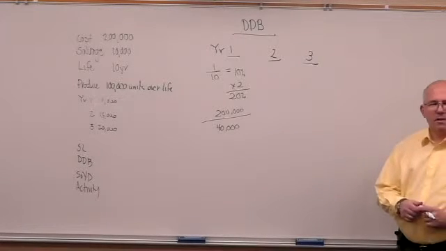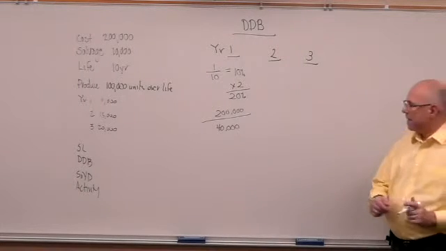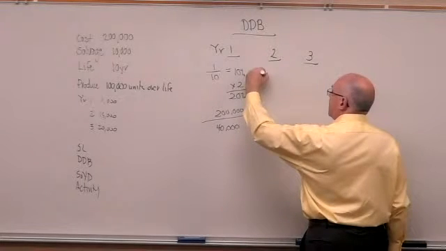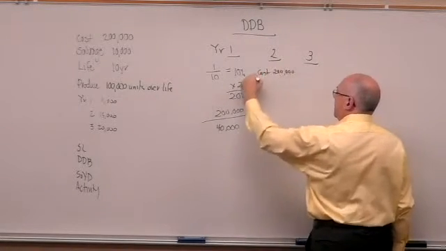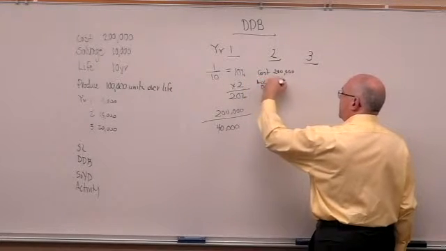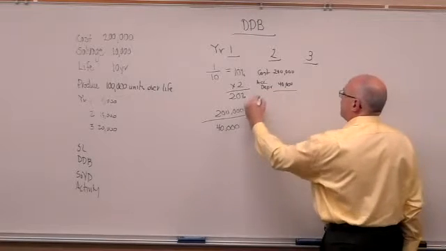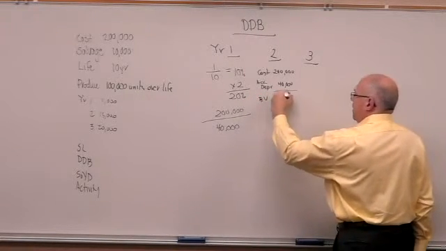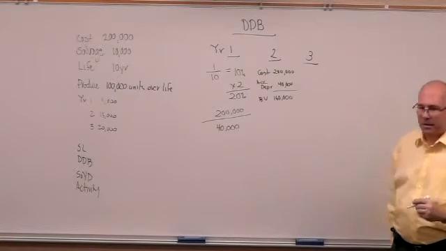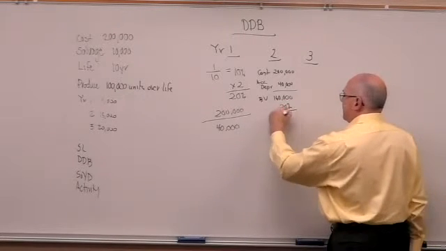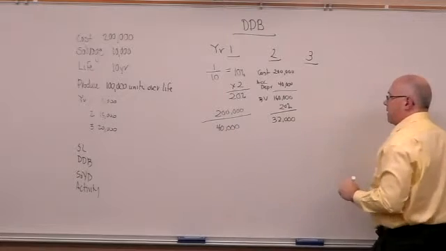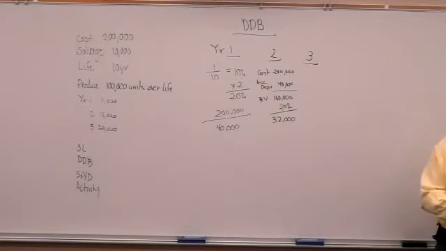How much depreciation do we take in year two? 32,000. We had a cost of 200,000 minus accumulated depreciation, which is how much depreciation we've taken, which is 40,000, which we took in year one, gives us a book value of 160,000 times 20%. Gives us 32,000 in depreciation in year two. How about year three?